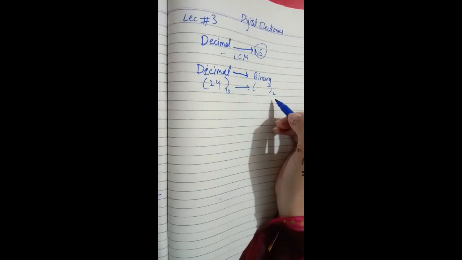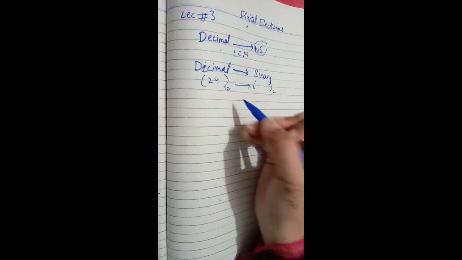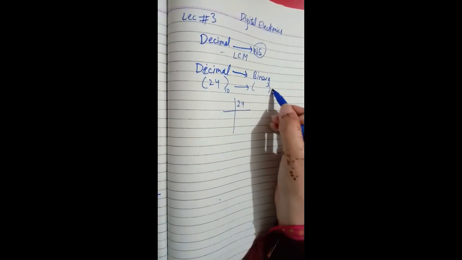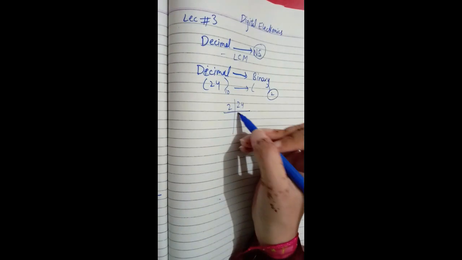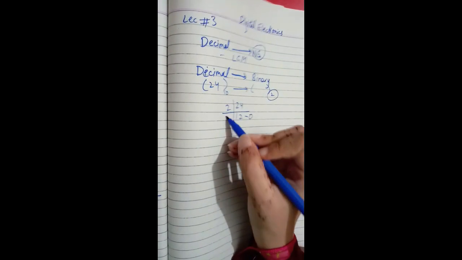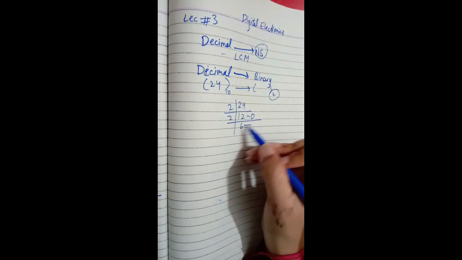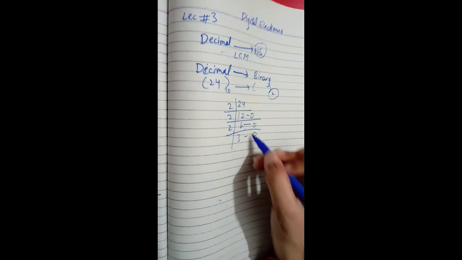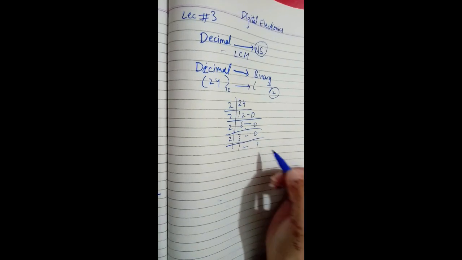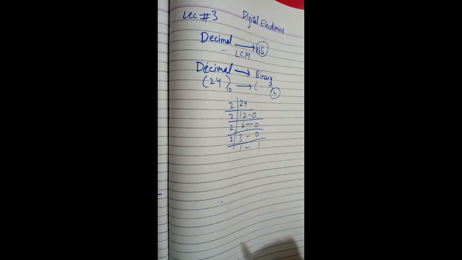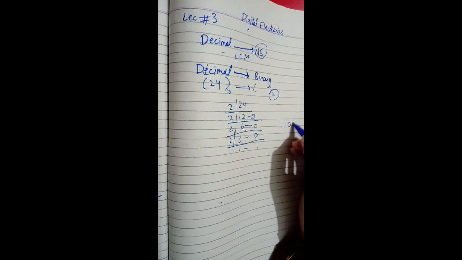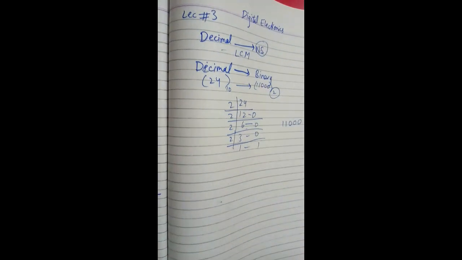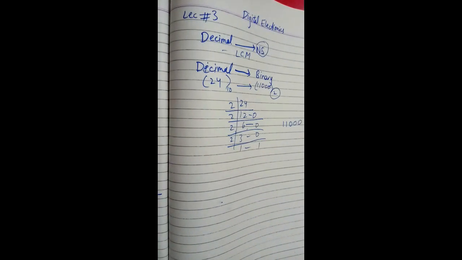Now we will convert it to the binary. We will take the LCM with 2. 2 1s are 2, 2 2s are 4, the remainder is 0, 2 6s are 12, remainder is 0, 2 3s are 6, remainder is 0, 2 1s are 2 and remainder is 1. So our final answer is 1 1 0 0 0. This is how we go from decimal to the binary number system.